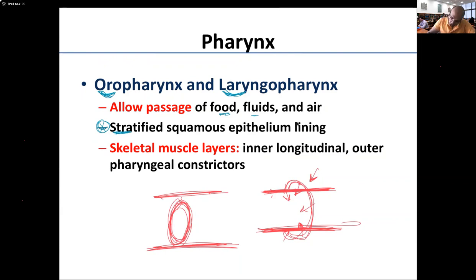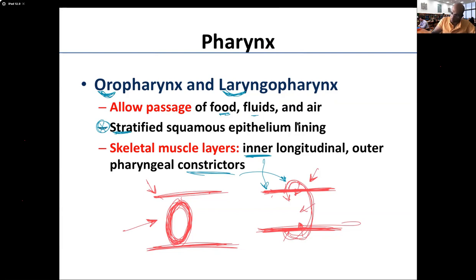So which one do you have on the inside? General rule. Again, which one do I have on the inside? It's my circular muscle layer. And which one do I have on the outside? It's my longitudinal muscle layer. This is the general rule. The first exception for this general rule is going to be in the pharynx. The pharynx has an inner longitudinal and an outer constrictor, or in other words, circular. So I have the longitudinal muscle layer on the inside and the circular muscle layer on the outside.